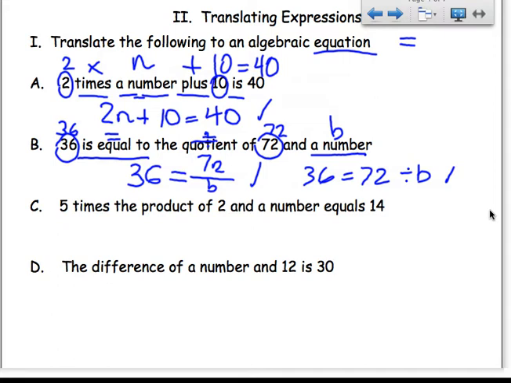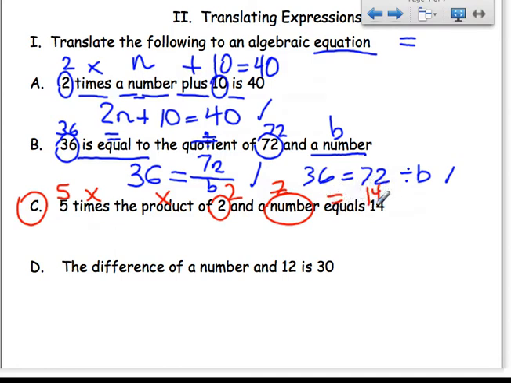Okay, you've tried, so now it's time to check. See, 5 times the product of 2 and a number equals 14 would have been 5 times the product of, so I have two words here that mean multiplication. That means 5 times the product of 2 and a number, let's call that z, is equal to 14.